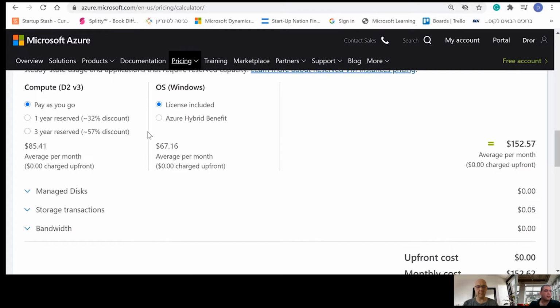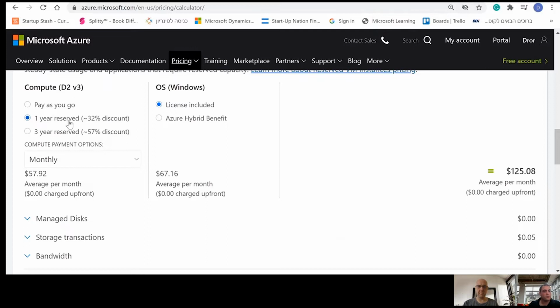Now, if you decide you would like to save money on the compute aspect, meaning you know that you're going to use this type of machine, this family of machines, for the following year or 3 years, you can say, I would like to reserve this type of resource 1 year in advance. In order to pay for this reservation, you have two options. The first option is to pay the full amount upfront. The second option is to pay by monthly installments. The bottom line is that you're going to pay less per month. For this type of machine, it will save you approximately 32% on the compute aspect of this calculation.